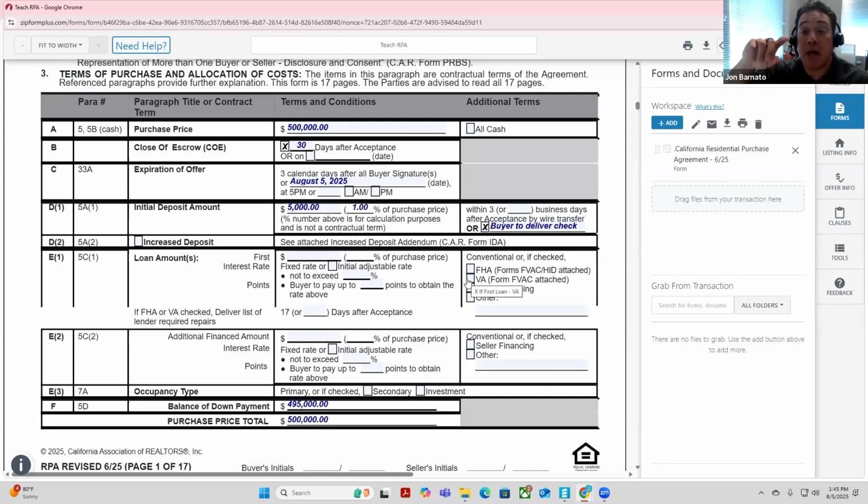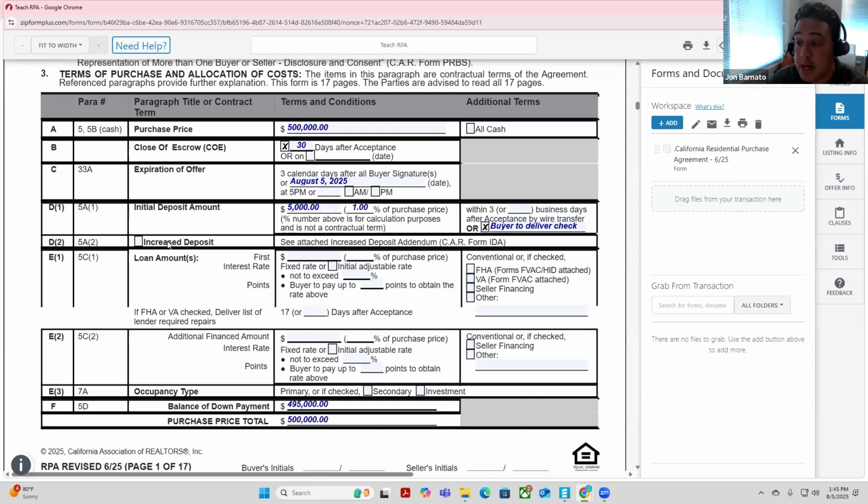Does that make sense? Now, if we got a contract tomorrow, Wednesday would be day 0, Thursday would be day 1, Friday would be day 2, but it's business days, so Monday would be day 3 unless it's a holiday. So just note the deposit is the only one that is a business day requirement, not a calendar day requirement. Any questions on that? No?